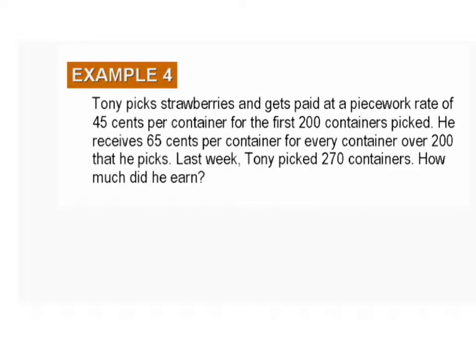Example 4 says Tony picks strawberries and he gets paid at a piecework rate of 45 cents per container for the first 200 containers picked, and he receives 65 cents per container for every container over 200. Last week, Tony picked 270 containers of strawberries. How much did he earn? Well, we know that he picked at least 200, so we're going to do this first calculation. 200 times 45. Remember, 45 cents is 0.45. What is 200 times 0.45? It's $90.